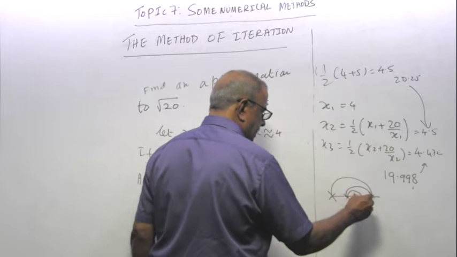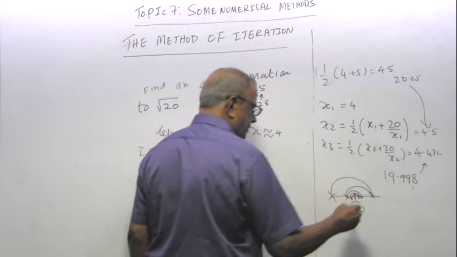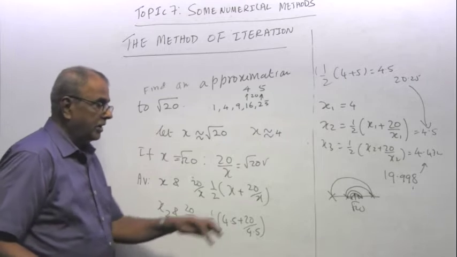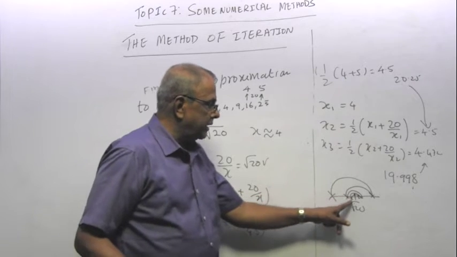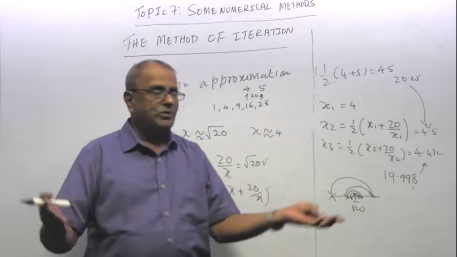If I use it, I'll come there. In other words, as long as I keep on taking the averages and going down, I'll get better and better and better approximations to root 20. That is the method of iteration.